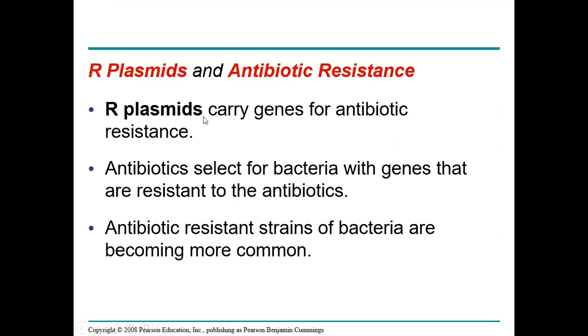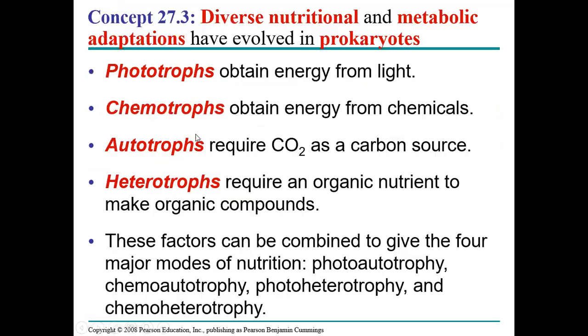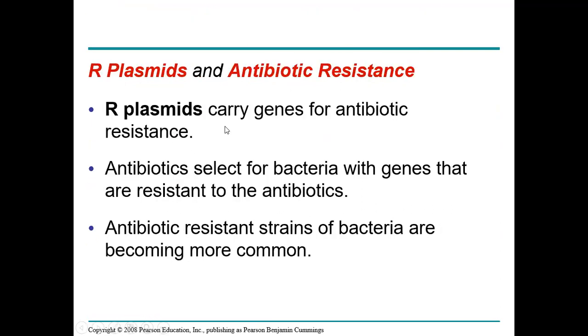R plasmids carry genes for antibiotic resistance. That is another type of plasmid. Antibiotic selects for bacteria with genes that are resistant to the antibiotics. Antibiotic resistant strains of bacteria are becoming more common. If you are continuously using antibiotics against a particular bacterium, that will result in the selection of resistant varieties. If you continuously take a particular antibiotic, after a few months or few years, that bacteria will get resistance against the chemical substance present in that antibiotic. Okay, that is clear.